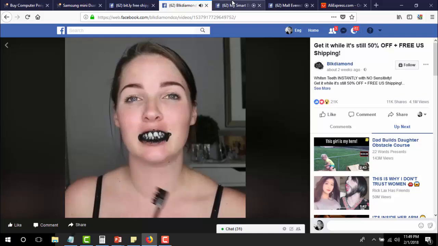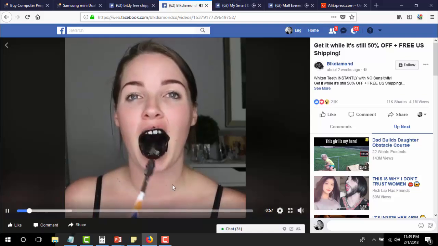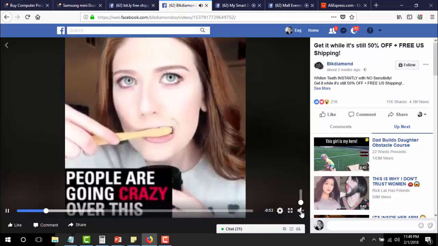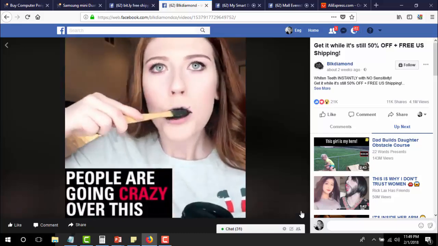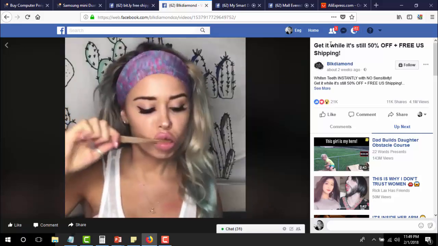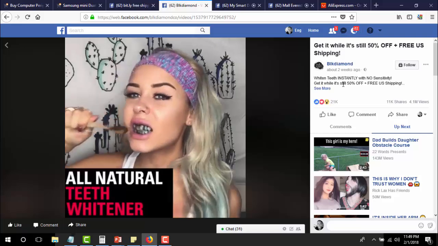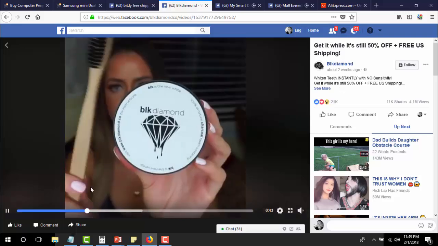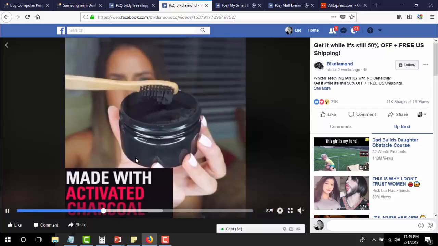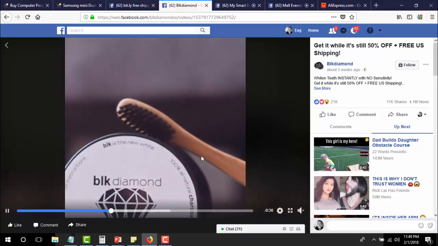That's how it comes. Let me pause this. Okay. So what is it? It's a teeth whitening product. It's an all natural product for teeth whitening.